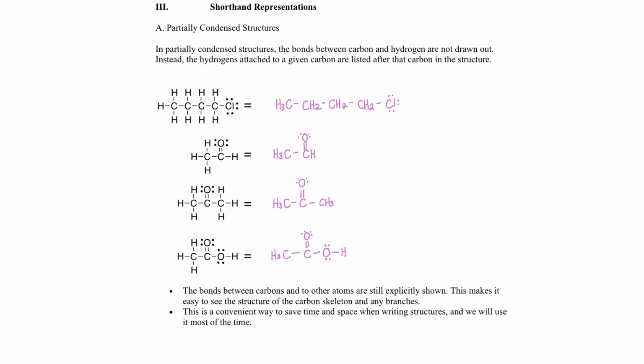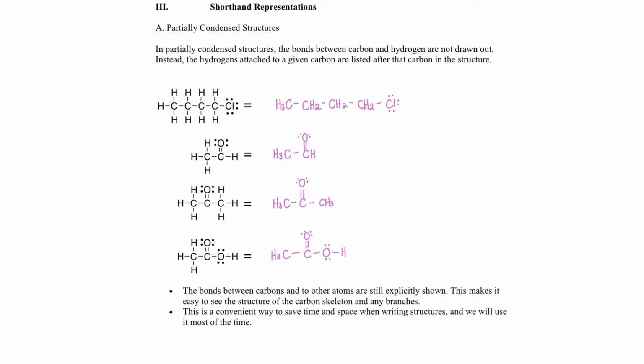If you want to, you can, but in this example, you can see that I drew out the O bonded to the H. So you can see here that the bonds between carbon to other atoms are still shown. And this makes it easier for us to see the carbon skeleton as well as any branches that we might have. This is a pretty convenient way to save time and space when drawing structures.